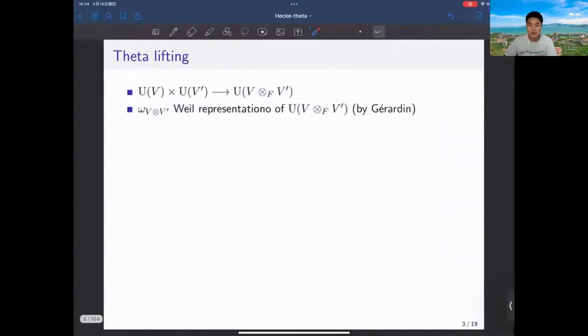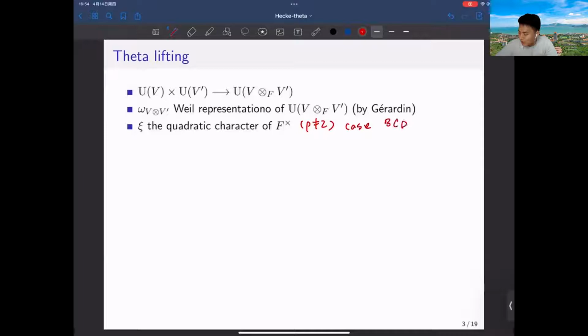Okay, so then you can form a Weil representation following Gerardin, and here for certain reasons we need to fix the quadratic character of F cross when p is not equal to 2 for the case B, C, D, and the C tilde.